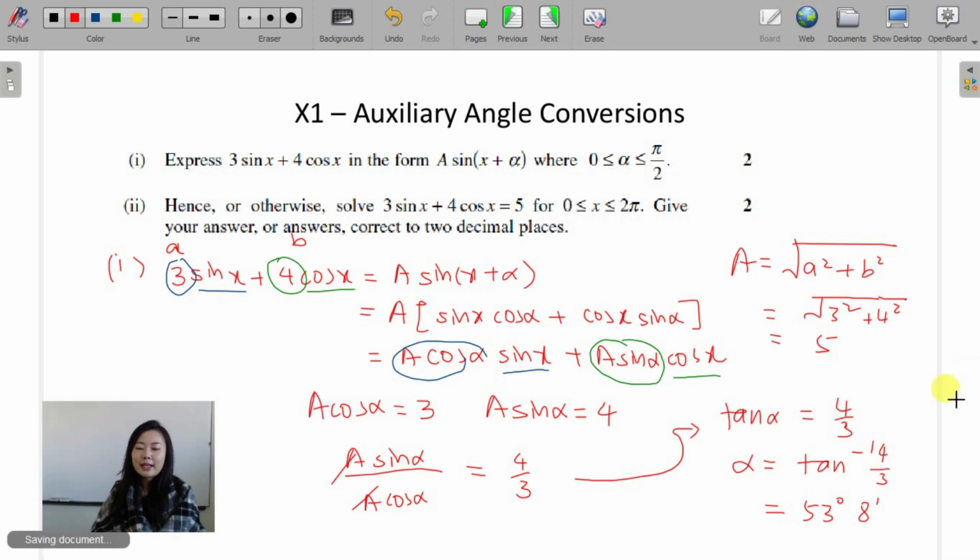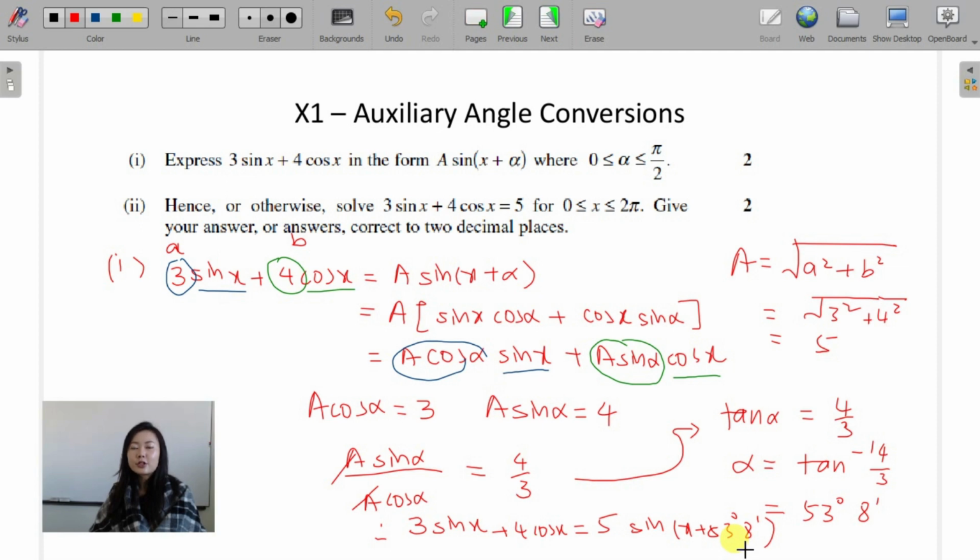All right, so I'll just do the conclusion down here. That means 3 sine x plus 4 cosine x is equal to A, which is 5, sine of x plus alpha. So I've just done it in degrees for the sake of making sure it's easy to understand. All right, so that's the first part. Now, what does that do? That converts a sine and cosine ratio that's been added together into a single ratio, which is incredibly important when it comes to solving. So the second part.